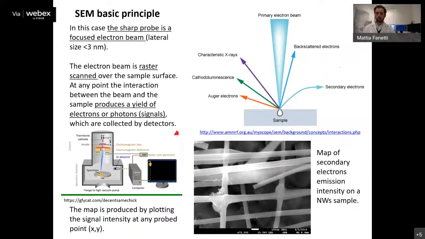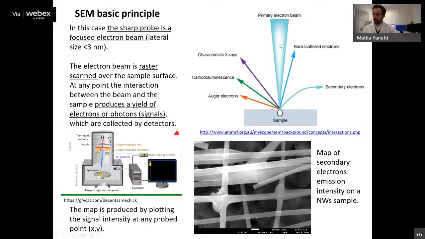So what is the basic principle of the scanning electron microscope? In the scanning electron microscope, the probe is a focused electron beam. The beam of electrons is very focused, and at the incident point with the sample, it has a lateral size of a few nanometers, let's say 1, 2, 3 nanometers, depending on the microscope. In modern, high-end microscopes, they can go also below 1 nanometer.